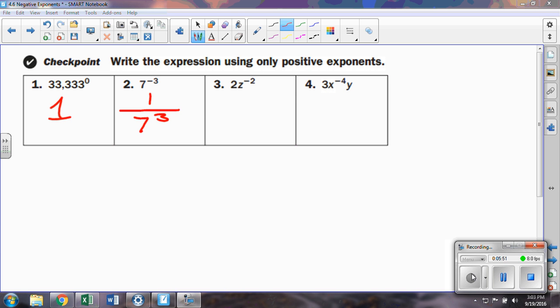What about 2z to the negative 2? Of course, we have to pay attention to the exponents. 2 already has a positive exponent. It's going to stay in the numerator.